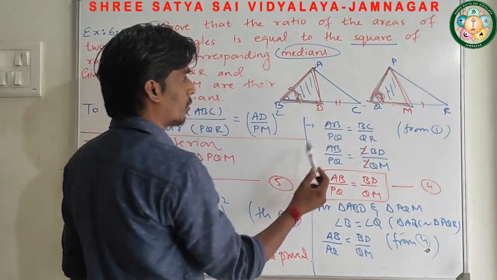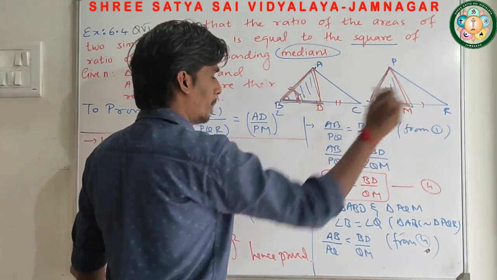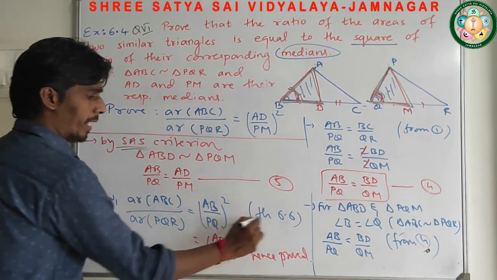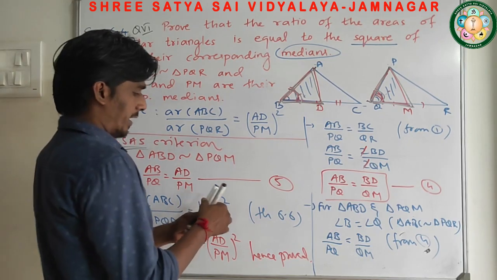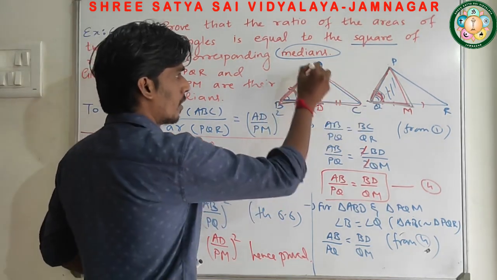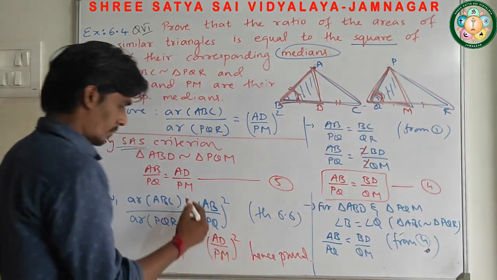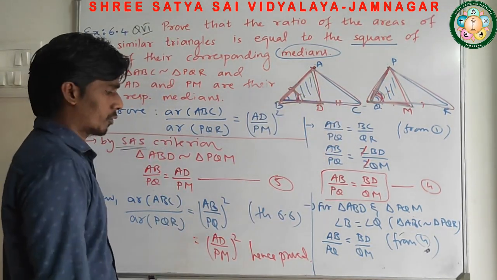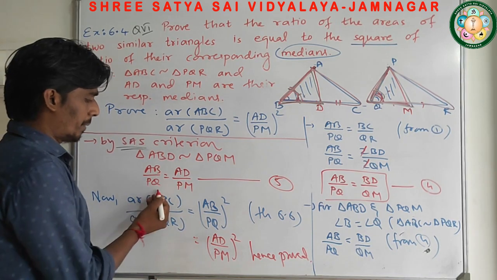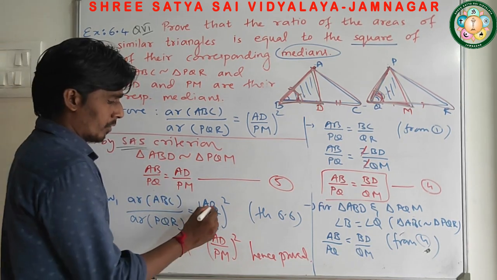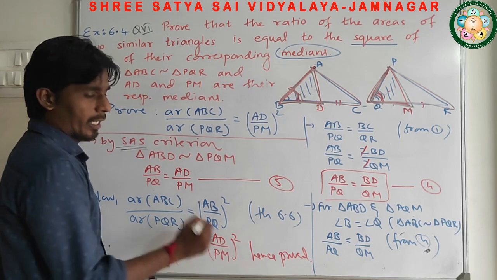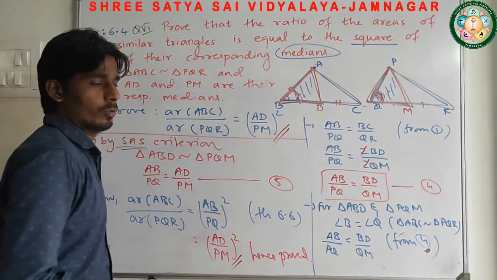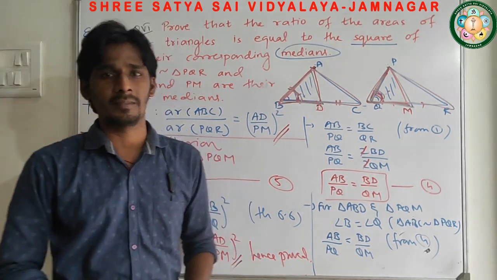If 2 smaller triangles are similar, the corresponding sides are in proportion. So AB upon PQ equals to AD upon PM. Now by theorem 6.6, area of this whole ABC upon area of whole PQR is equals to square of the corresponding side AB square upon PQ square. But AB square upon PQ square is equals to what? AD upon PM. So instead of AB upon PQ, AD upon PM and the square. This is what we are supposed to prove. So this is the way we can prove question number 6.